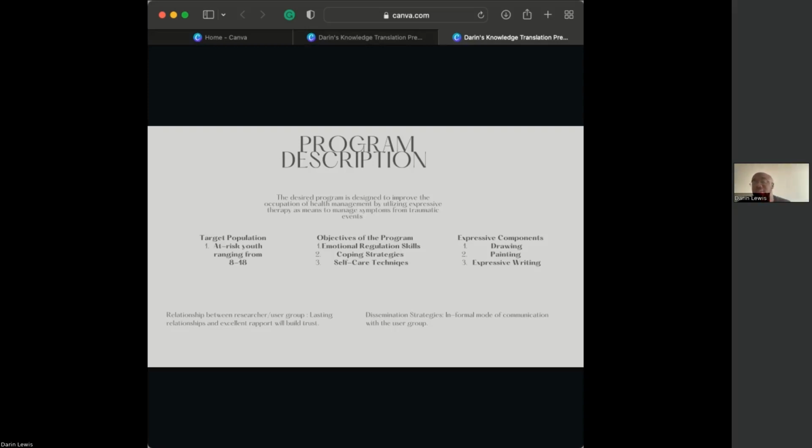Regarding the dissemination strategies, interactions between the researcher and the user group will take more of an informal approach. Having a more relaxed environment may make it easier for the user group in the program to talk about challenging issues that they have faced in their past.